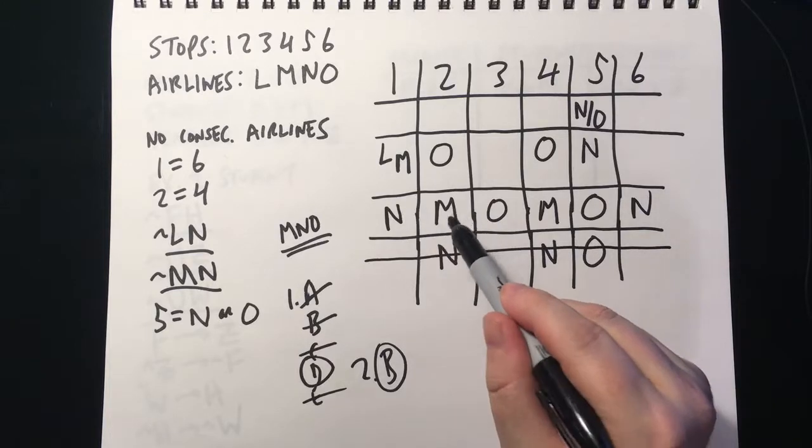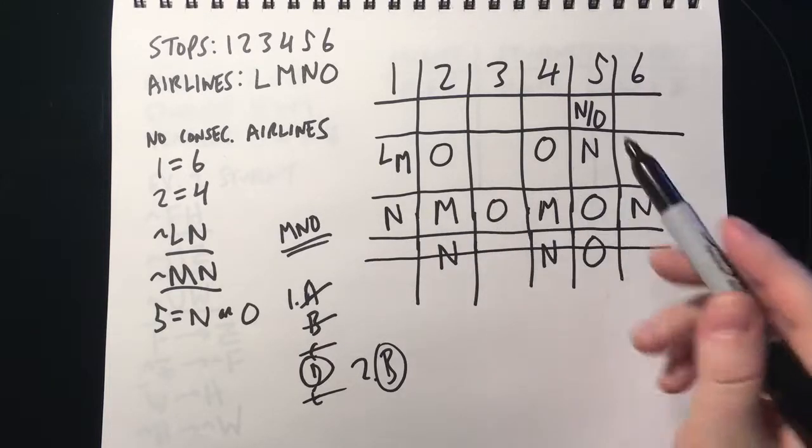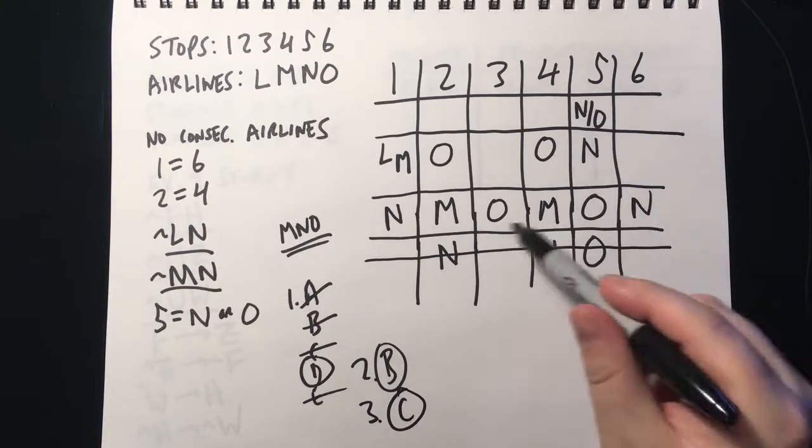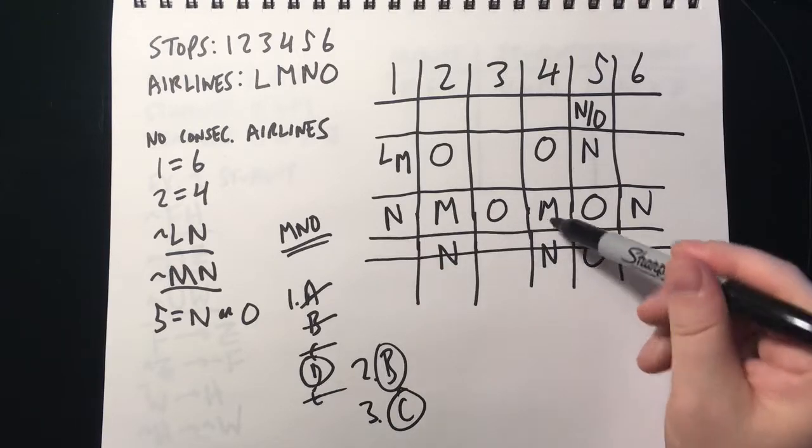It must be N, M, and O in that order. And question number 3 is C. It says exactly that. The rules force this to happen. We didn't make any choices.